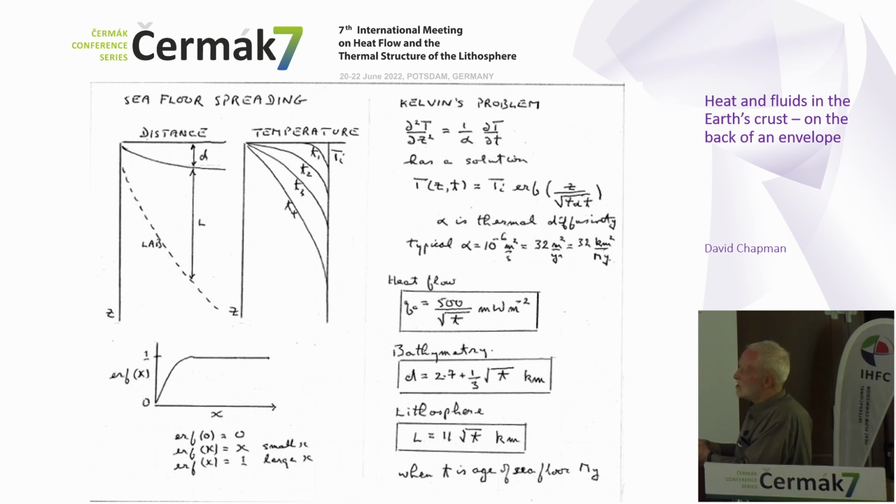So at 1 million years, this is 11 kilometers. At 100 million years, it's 110 kilometers. That's the ocean.